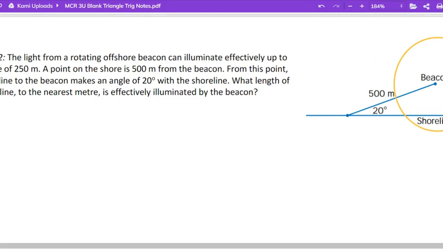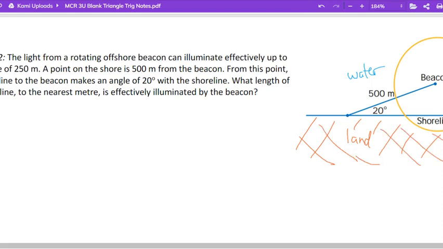Okay. Who's able to see what's happening here? Okay. Here is the shoreline. So this is shore. This is water. Maybe we want to add that to the picture. This here is land. Shoreline just means, oh, that's like a beach. Okay. Here is water. Ships are here.